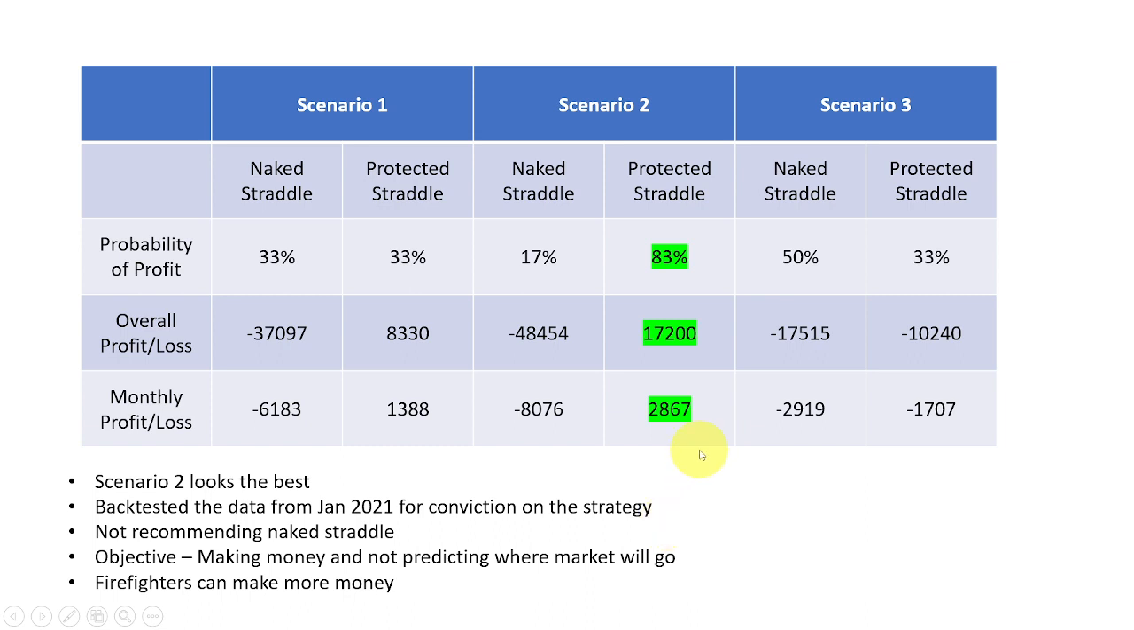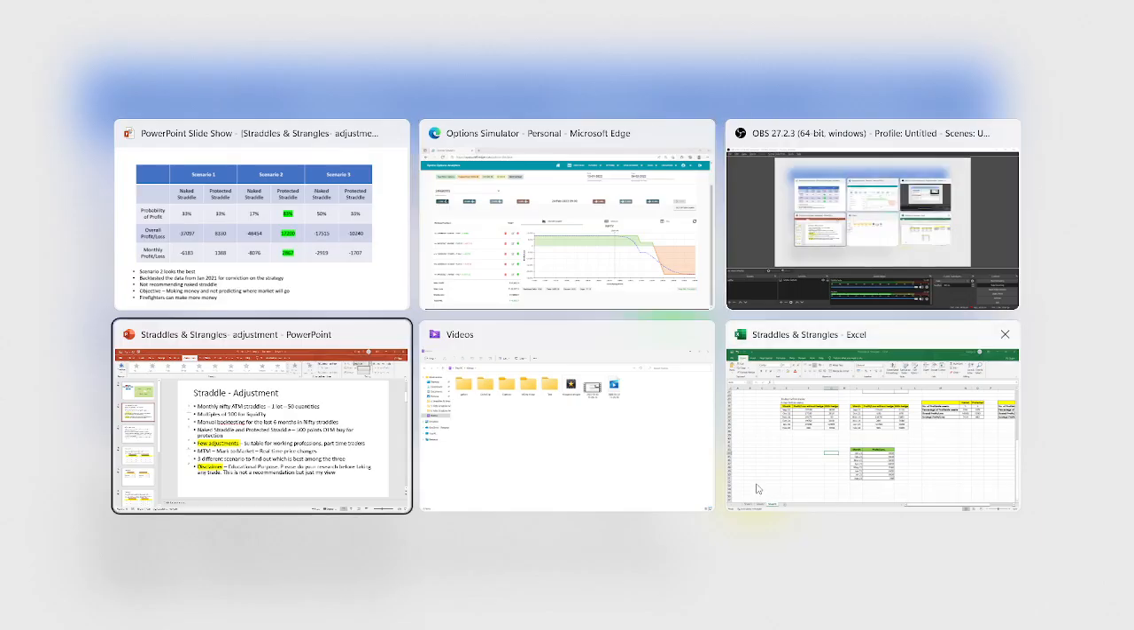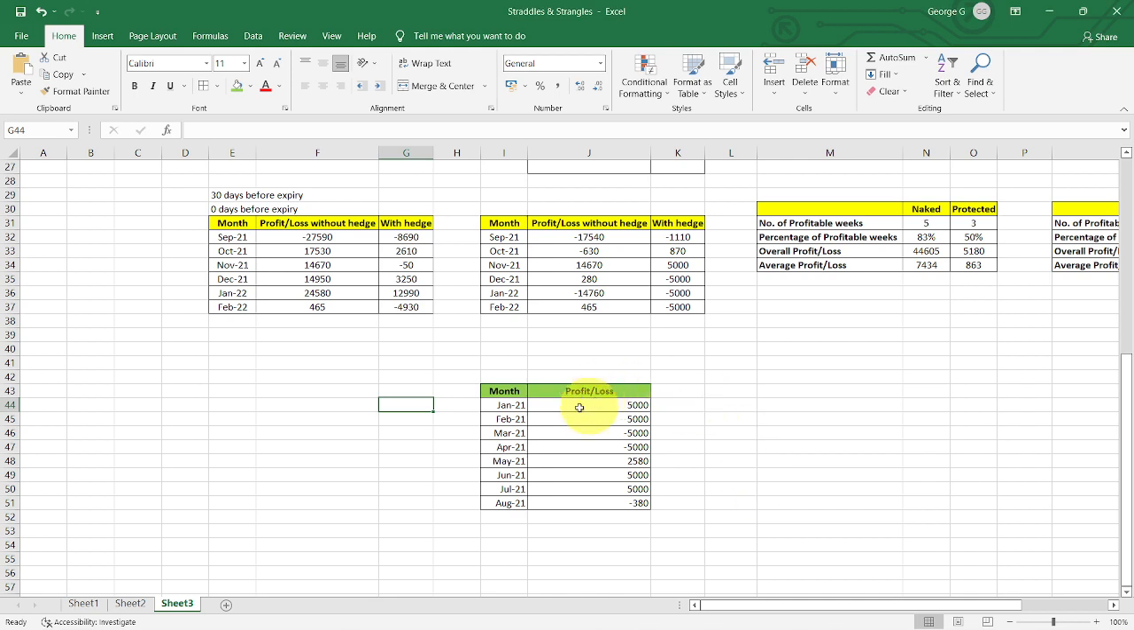And for getting conviction on the strategy, though I have shown you from September, this video is already a bit lengthy, so I'll just post the data on what has happened from January. From January till August also I have backtested. And I can see that for 8 months I've got a profit of 12,200, in which 3 months were loss, and in 4 months I have booked profit of 5,000.